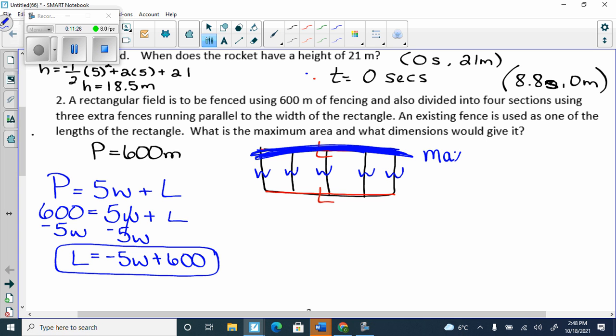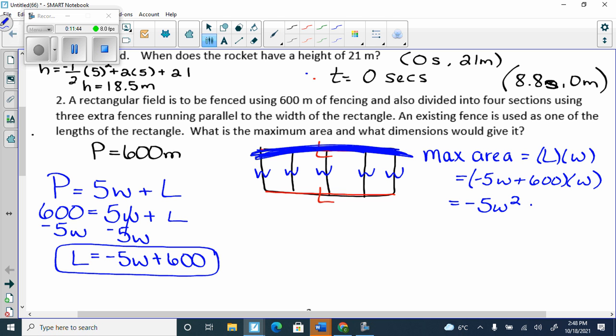Then we have to go to maximum area. Max area equals length times width. And then your length is negative 5W plus 600 times W. And then I have to distribute. So I get negative 5W squared plus 600W. That's 2 marks. We're at 2 out of 3 marks.